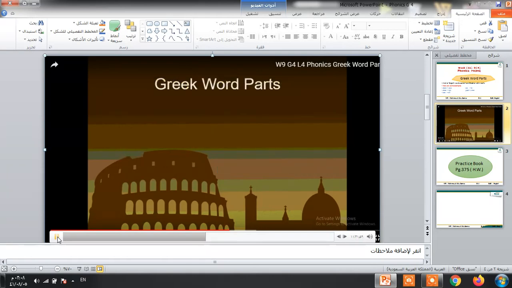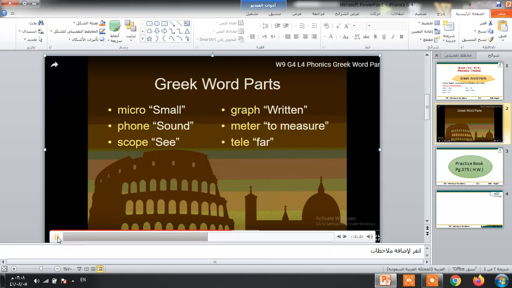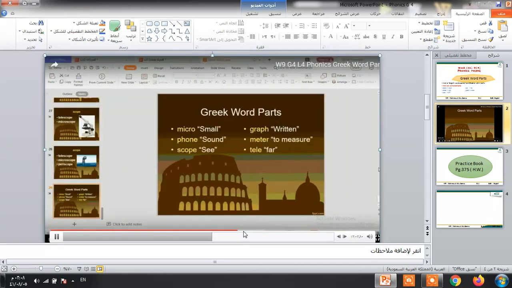And that would be the end of the presentation. Here are the words: micro, phone, scope, graph, meter, and tele. I'm sure you could come up with other words that have these Greek words in them. Can you think of another word that we did not say in the presentation, containing micro, phone, scope, graph, meter, or tele? If you can think of a word, please text me telling me which word it is.